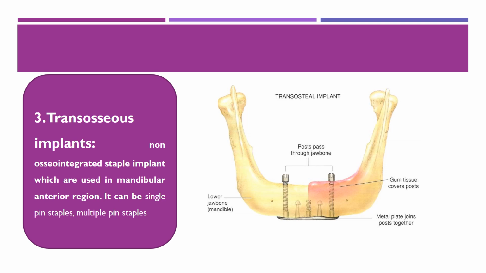Then coming to the next type, the transosseous implants. These are non-osseointegrated staple implants which are used in the mandibular anterior region. This is not based on the concept of osseointegration. It will be like a stapler type. There is a post passing through the jawbone. You can see the gum covers the post, and on the under surface there is a metal plate that joins the posts together, under the lower jaw bone. So this is the stapler type. They can be single pin staples and multiple pin staples.